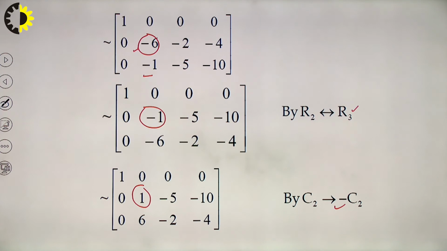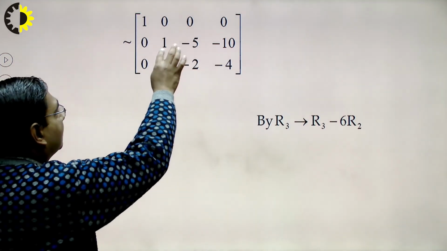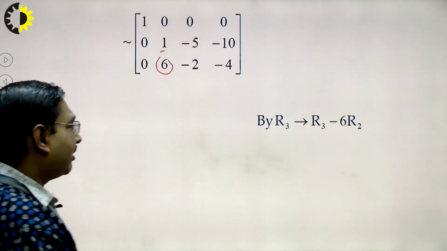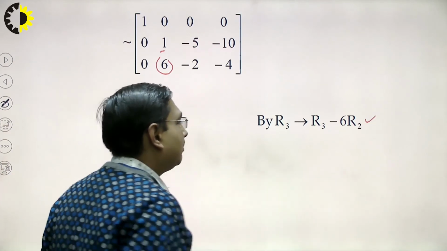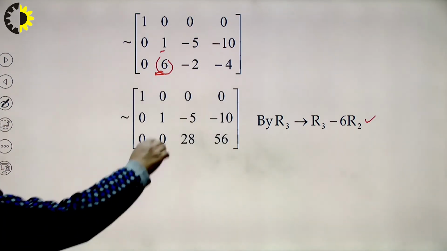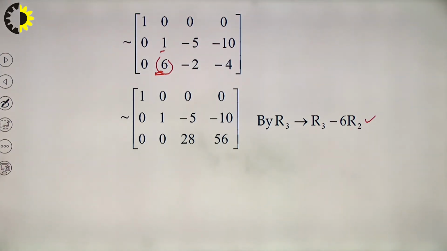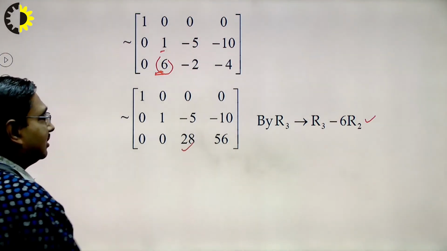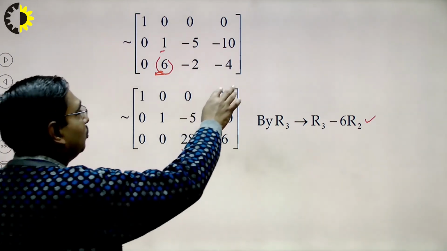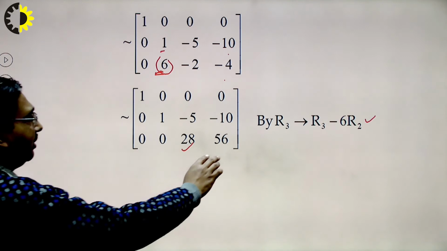With the help of this one, we will now transform this element to 0. This is 6, this is 1. So, if I apply R3 replaced by R3 minus 6 R2, this element will be converted to 0. This minus 2 minus 6 times of 5 will give minus 2 plus 30, that is 28. Minus 4 plus 6 times of 10 will be 56, written here.